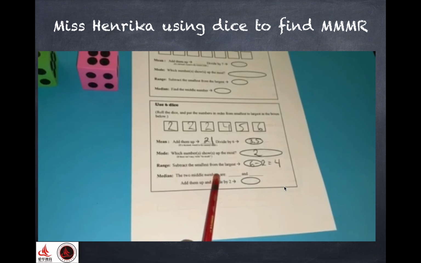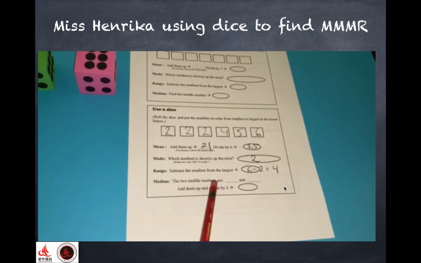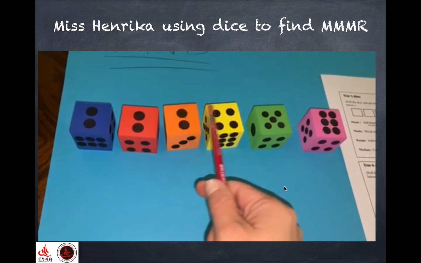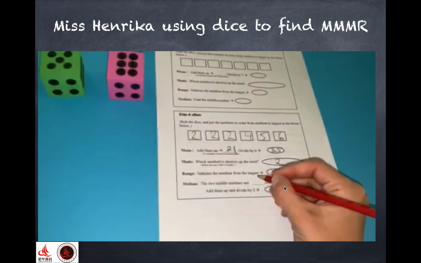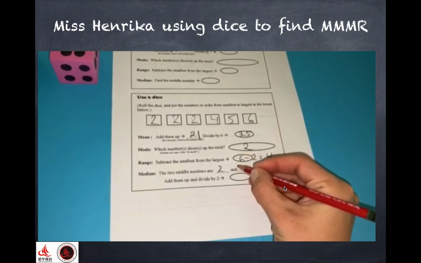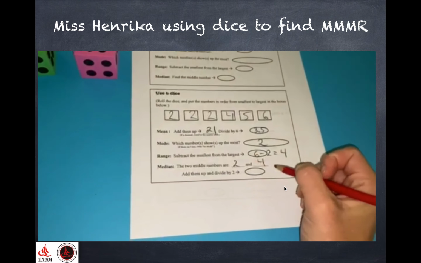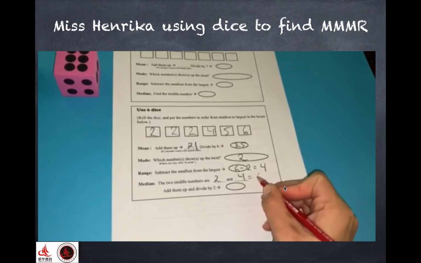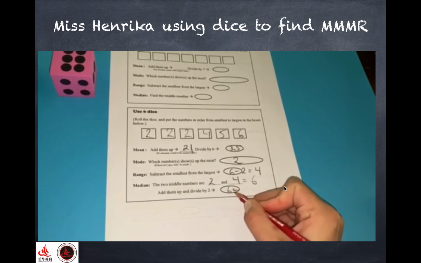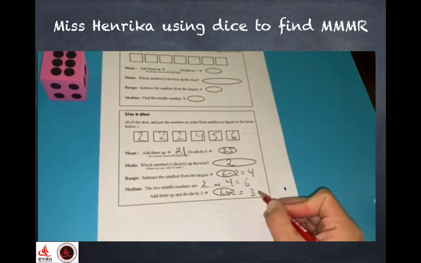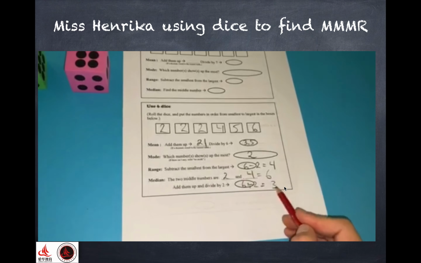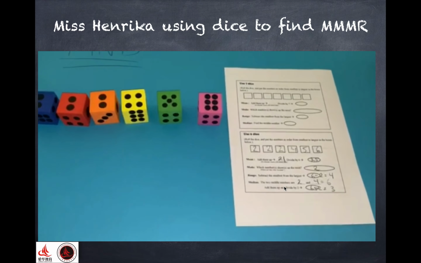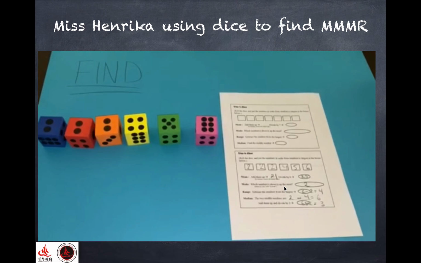Median. The 2 middle numbers. So what we're going to do is find the number in the middle. Then we have actually 2 numbers in the middle. We have 2 and 4. What we're going to have to do is add them together. So 2 and 4, we add them. Okay, we get 6. And 6 divided by 2 is 3. So our median is 3. Okay, so this is another thing you can do at home if you have the dice.